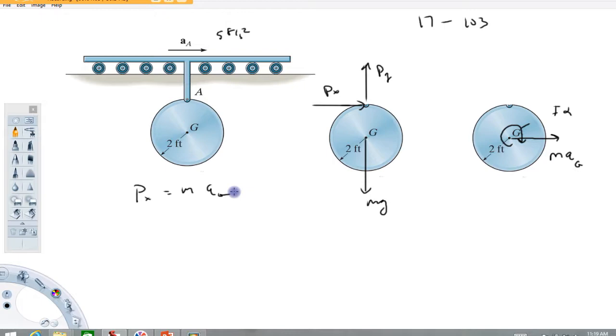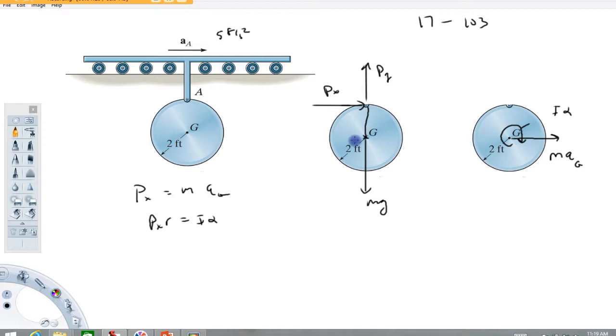Moment equation. Well, there's a couple things we could do. We could take moments about g. That would give us px times r equals I alpha. Or we might choose to take moments about some other point. But I think that's a good one for now.